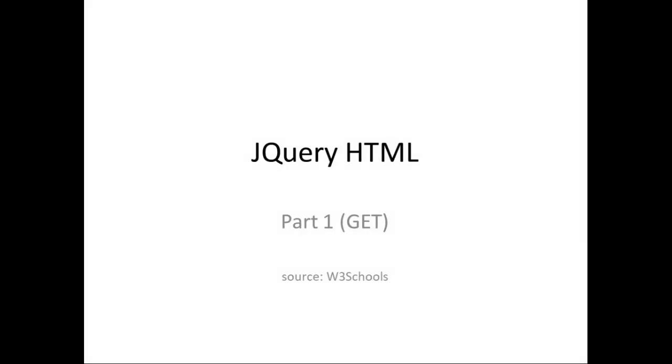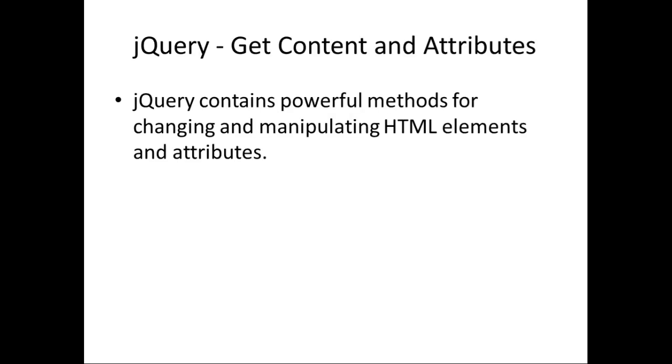For this video, we'll be discussing jQuery HTML, or how to manipulate the elements of HTML using jQuery. And this is the first of 6 parts. Part 1 will be about how to get values from these HTML elements. So jQuery, get content and attributes. jQuery contains powerful methods for changing and manipulating HTML elements and attributes. So that's what we'll be discussing for this video.